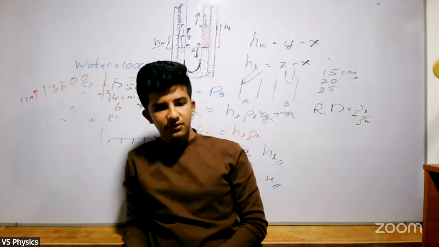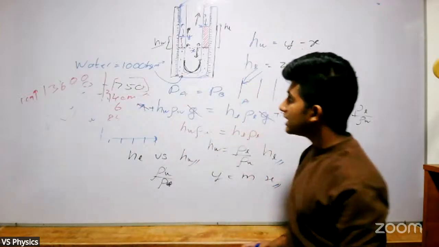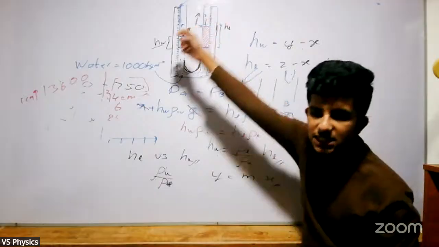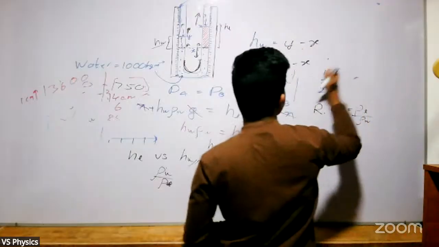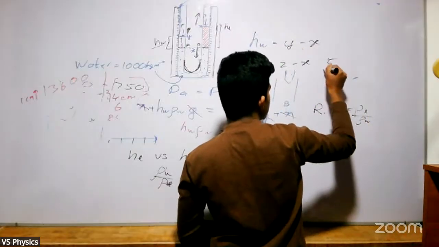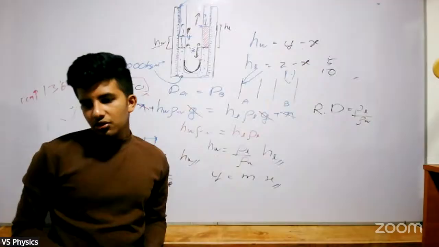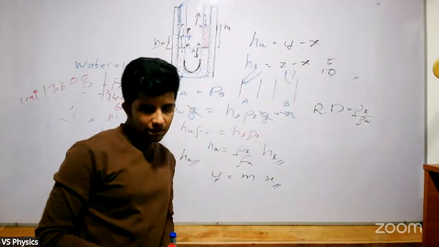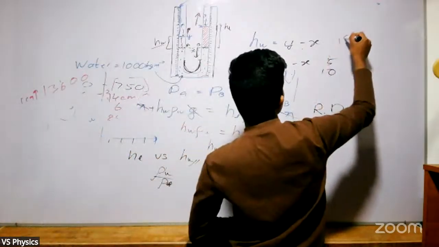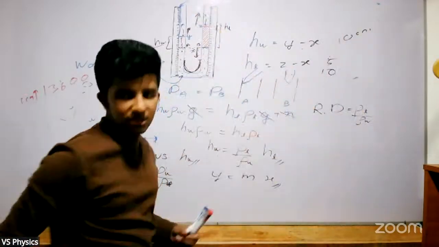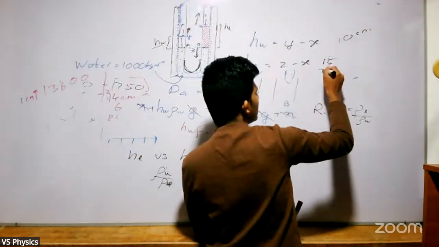So if you have issues with taking readings, the easy way is to add some more water. We have taken 5 and 10 centimeters, and those are not good values because your percentage error is greater. Then what can you do? Add 10 centimeters of water. You have to change these values by adding 10 centimeters to each value. So now it is 15, now 20.